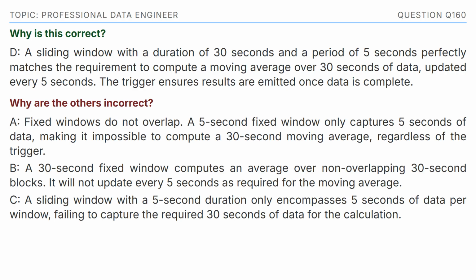A. Fixed windows do not overlap. A 5-second fixed window only captures 5 seconds of data, making it impossible to compute a 30-second moving average, regardless of the trigger. B. A 30-second fixed window computes an average over non-overlapping 30-second blocks. It will not update every 5 seconds as required for the moving average. C. A sliding window with a 5-second duration only encompasses 5 seconds of data per window, failing to capture the required 30 seconds of data for the calculation.